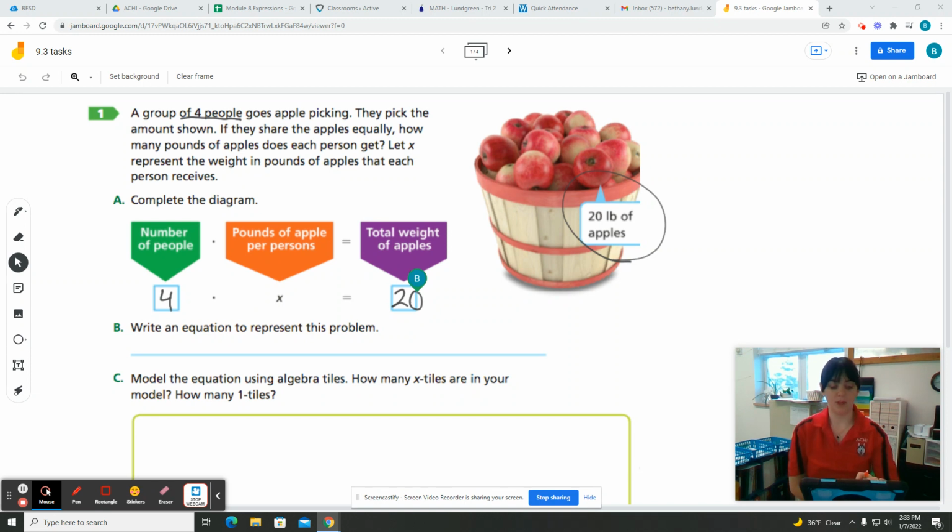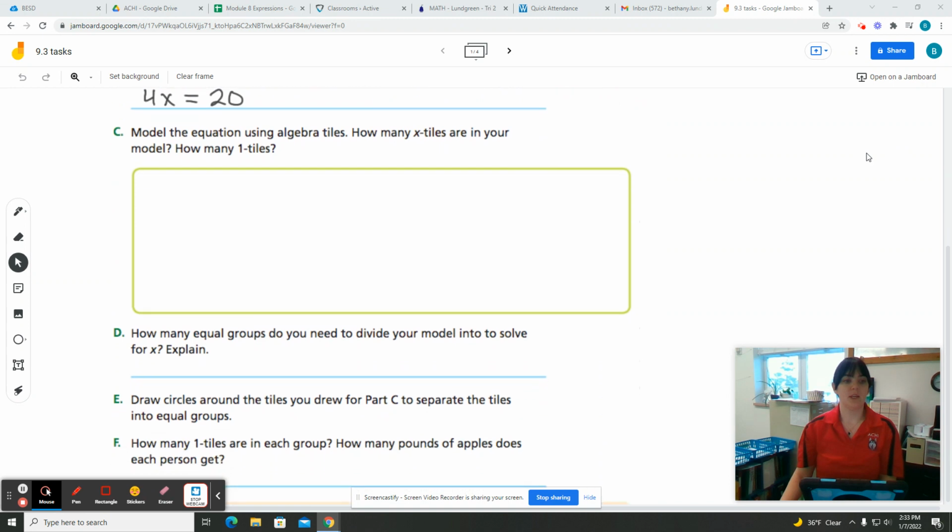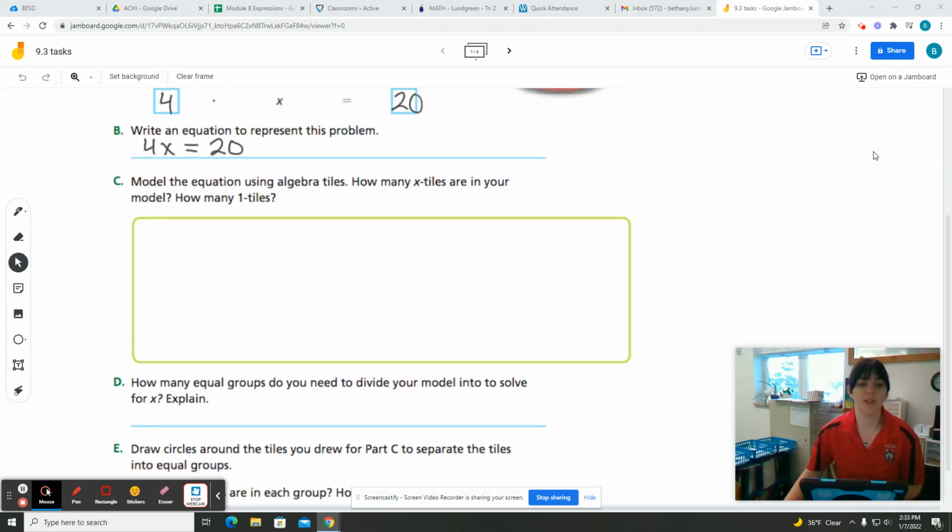Okay. For part B, you're going to write an equation to represent this problem. So we're just going to use the information from above, from part A, to write an equation. So it'd be 4 times X equals 20. Just like that.